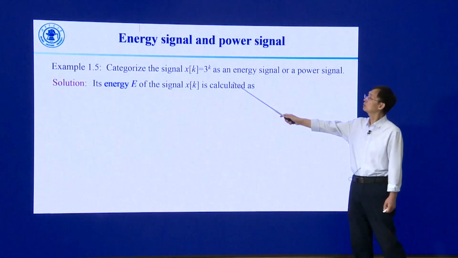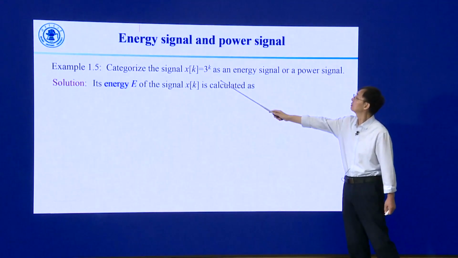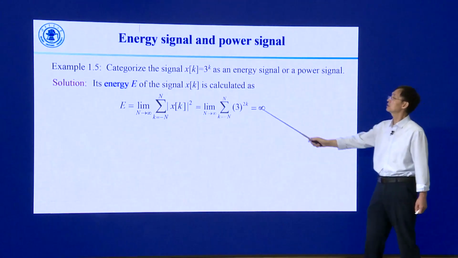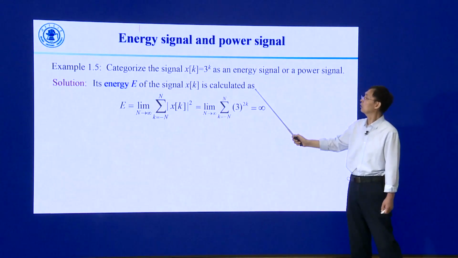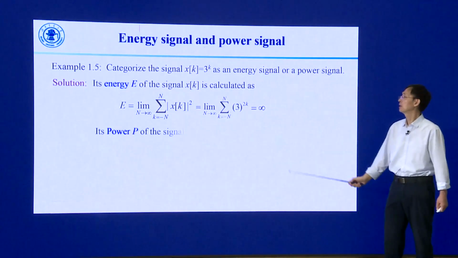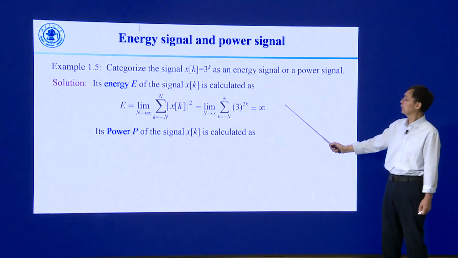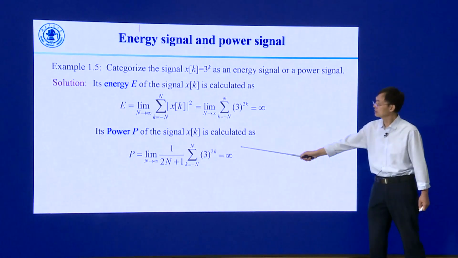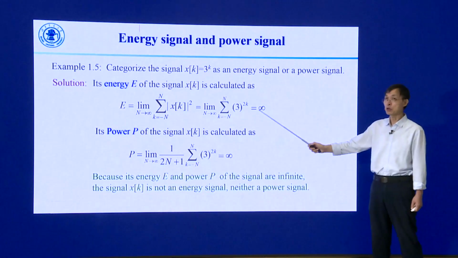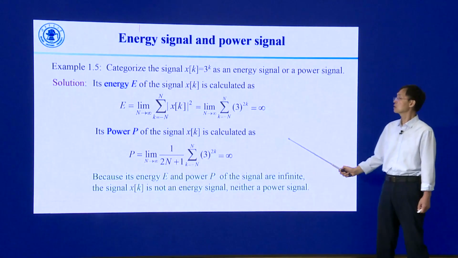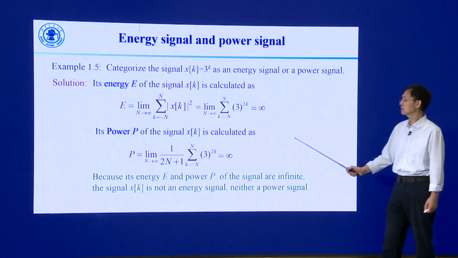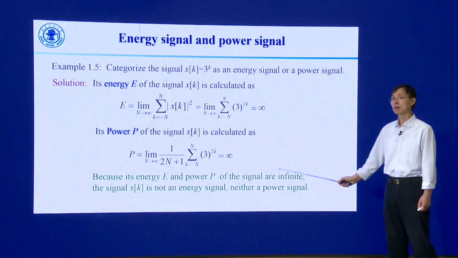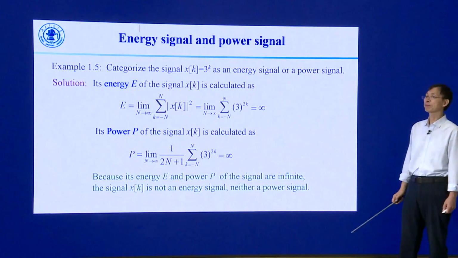Here is another example. Categorize the signal as an energy signal or a power signal. Its energy can be calculated in this equation. It's infinite. Its power P is calculated in this equation. The energy and the power are both infinite, so the signal is neither an energy signal nor a power signal.